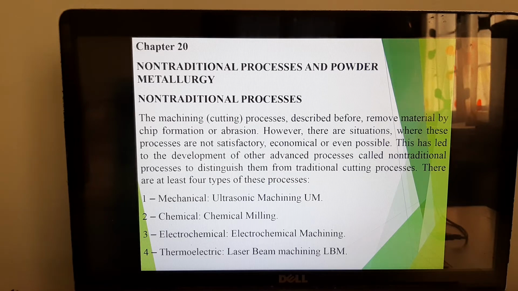Okay, so there are at least four types of these non-traditional processes. Under the category of mechanical, you have ultrasonic machining. Under the category of chemical, an example is chemical milling. Then you have electrochemical; under the category of electrochemical, you have electrochemical machining. And under the category of thermoelectric, you have laser beam machining.